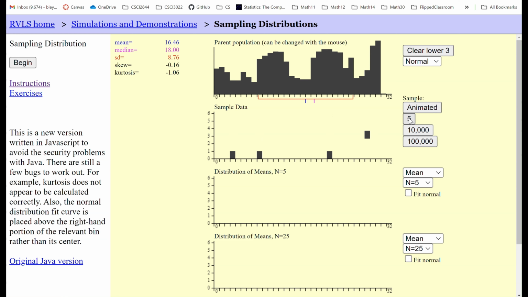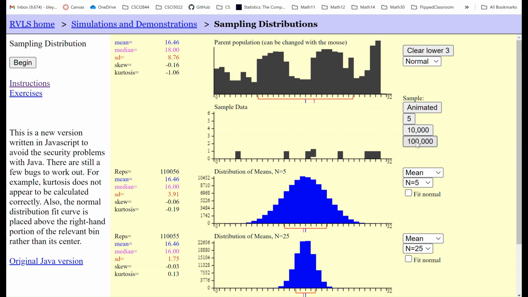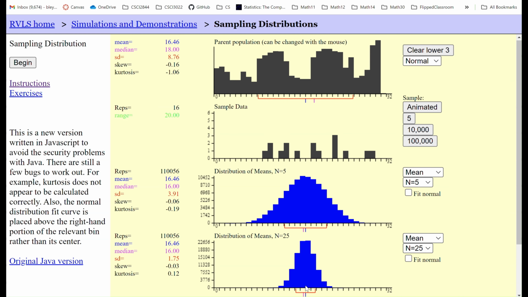All right, let's get to work here. I'm going to start doing it in groups of 5, and then we'll go to 10,000, and we'll go to 100,000. Okay, so how did we get 3.9 for this one and 1.75 for this one? We know that the standard deviation is going to be the standard deviation of the population, 8.76, divided by the square root of n. If you do 8.76 divided by the square root of 5, you will get 3.91. And for this one, I will get 8.76 divided by the square root of 25. That will give me the standard deviation of 1.75.